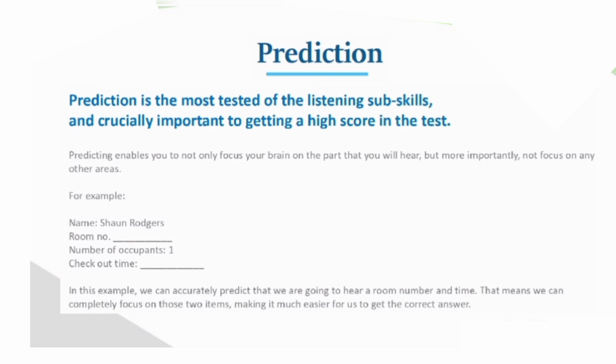Here an example is given. Name of that person is written already. Room number, a blank is given. Number of occupants, 1. Checkout time, also the answer is not given. Here the 2 answers which we need to find are room number and checkout time. Here we can accurately predict that we are going to hear a room number and time. That means we can completely focus on those 2 items, making it much easier for us to get the correct answer.